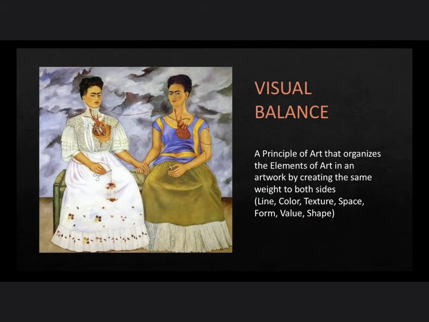One thing that I really want you to focus on for this project, and we're going to be talking a lot about, is called visual balance. Visual balance is a principle of art that organizes the elements of art in an artwork by creating the same weight to both sides. When we talk about the elements of art, remember, we're talking about line, color, texture, space, form, value, and shape. And when we talk about putting them in a balance, we want them to look as if they're the same and they have the similar items on both sides to create our balance.